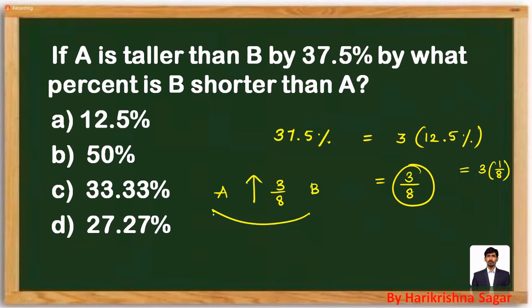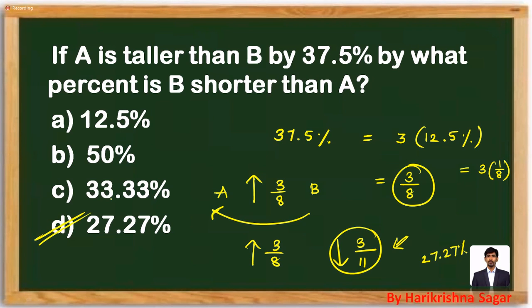Then B is shorter than A by how much is the question. So you can just observe, increase is 3 by 8. What is the decrease? Base 8 is increased by 3. 8 plus 3, 11. 3 will be as it is. So 3 by 11 is a decrease. So 1 by 11 is 9.09, and 3 by 11 will be 27.27 percentage, available as option D.